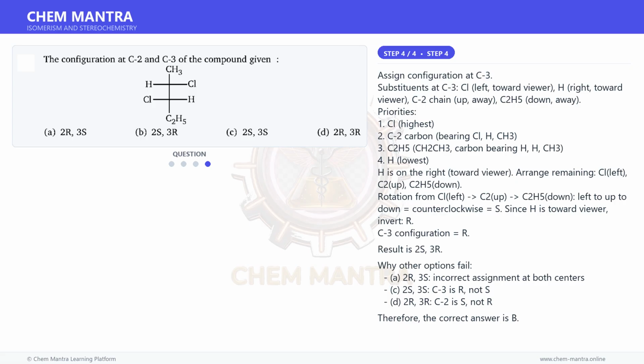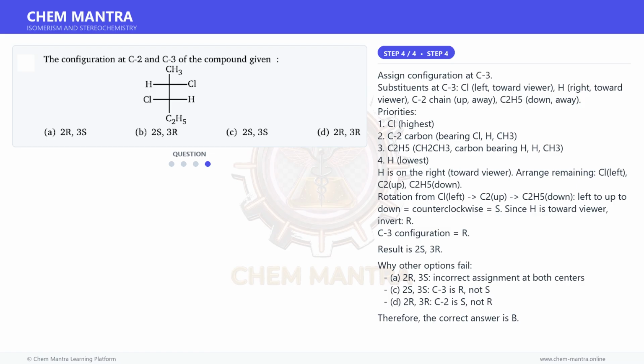And for the final step, assign configuration at C3. Substituents at C3: Cl, left, toward viewer; H, right, toward viewer; C2 chain, up, away; C2H5, down, away. Priorities. 1. Cl, highest. 2. C2 carbon, bearing Cl, H, CH3. 3. C2H5, CH2 to CH3, carbon bearing H, H, CH3.